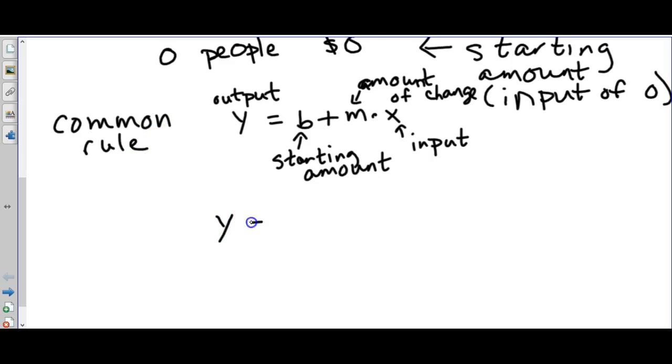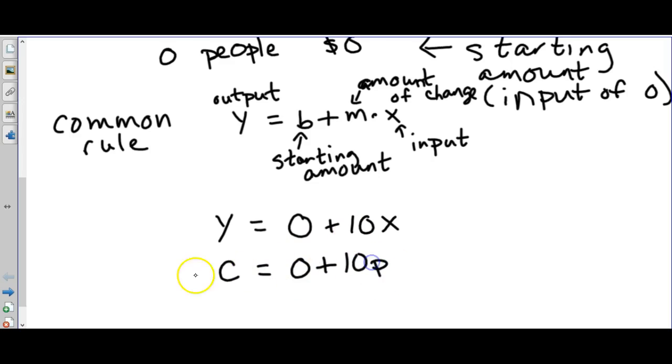So we said our starting amount is $0. For 0 people, we had an output of $0. And the amount of change is how much we're paying per ticket, so $10. I don't need the dollar symbol though, so I'm just going to write 10x. Or if you'd rather use the cost equals 0 plus 10 times the number of people, then you know exactly what the C and P are standing for, cost, number of people. Second, if you can simplify, we should, 0 plus anything is just that other term. So 0 plus 10p is just 10p.